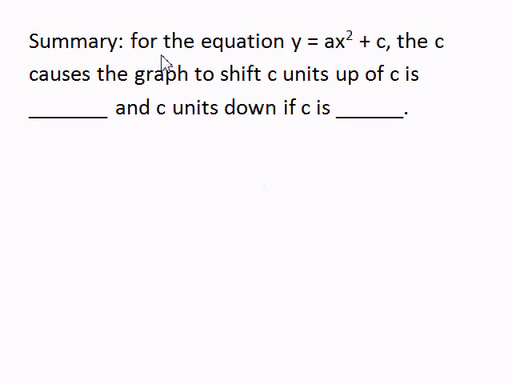So in summary, for the equation y equals ax squared plus c, now this is the general form of the quadratic equation, we'll notice that the c, that number that we add or subtract to the ax squared or x squared, causes the graph to shift c units up if c is positive, and c units down if c is negative.